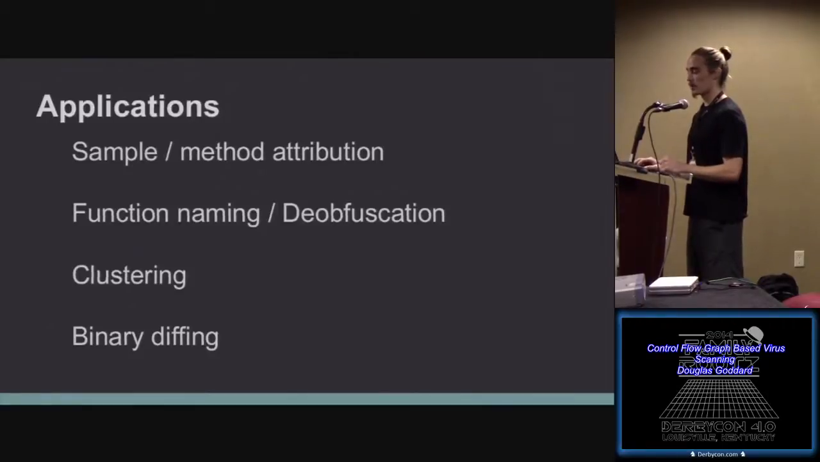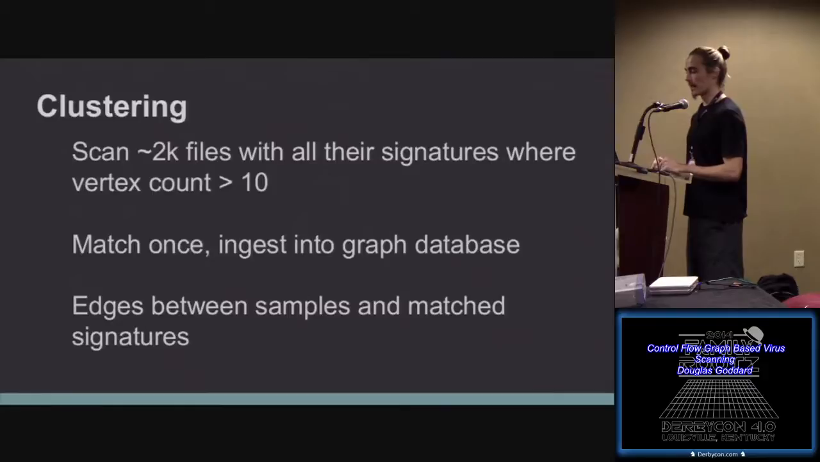Clustering is what I'll get back to. In binary diffing, I think this algorithm could be used to know where control flow graphs change between two programs. Clustering is what I tried to do last night. So what I did was scan the 2,000 files with all their signatures where the vertex count was more than 10. I used that match once because there were going to be a lot of duplicates in there to get out early, and then I ingested those results into a graph database.